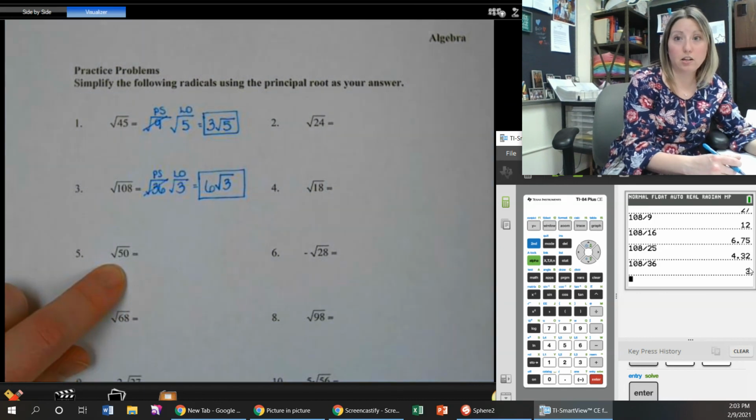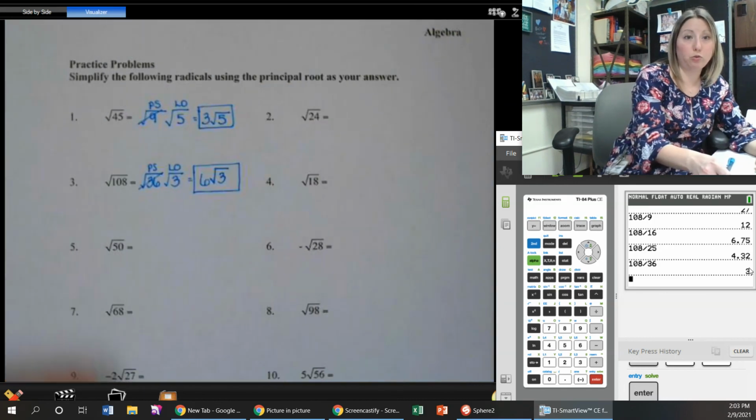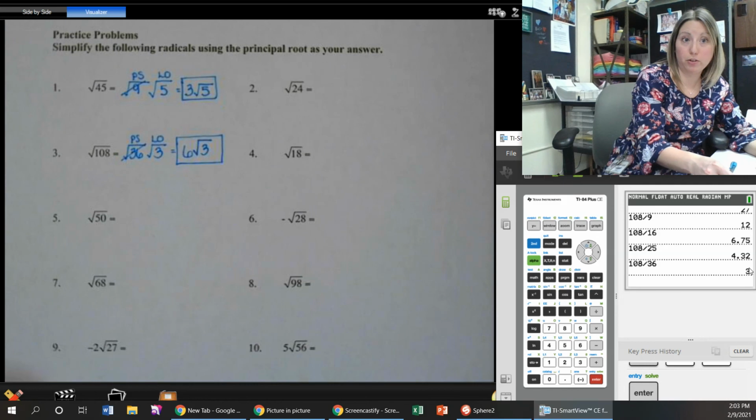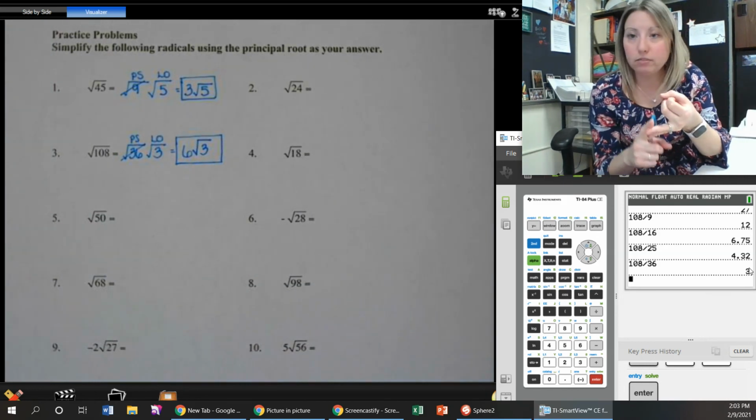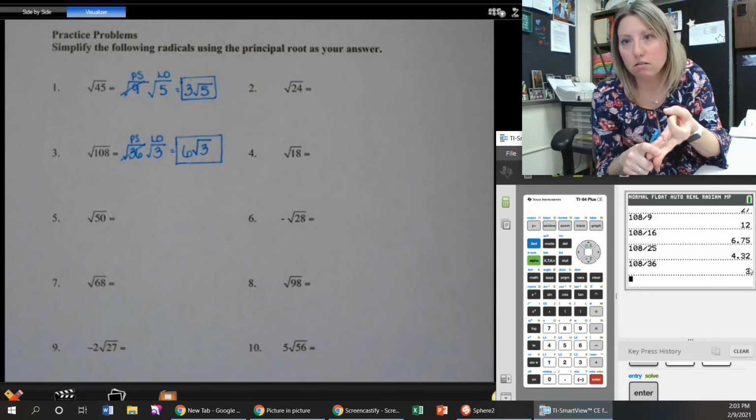Again, 50 is not itself a perfect square, but it is evenly divisible by a perfect square. Not 4, not 9, not 16.